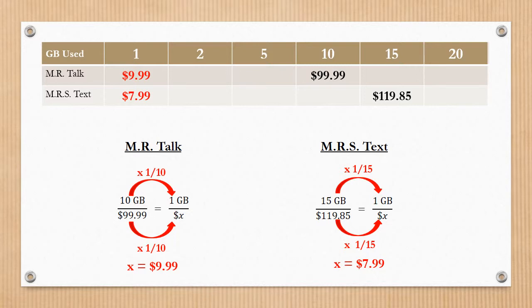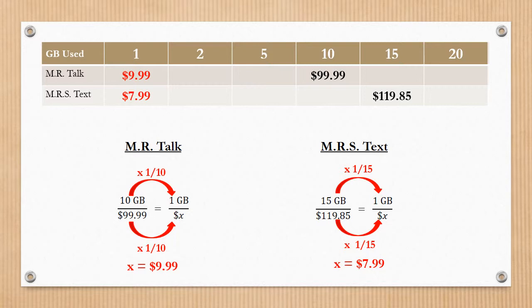Now, to fill out the rest of this rate table, there's a lot of different options. You can set up 4 more proportions for each, or you can use the quantity for 1 and just multiply it. If I know that 1 gigabyte is $9.99, 2 gigabytes is going to be $9.99 times 2, which is $19.98, and so on. Go ahead and pause the video here, take a couple minutes to fill out the rest of your rate table.